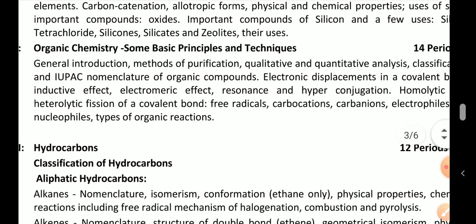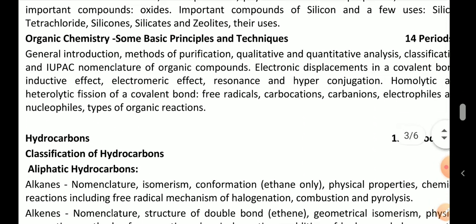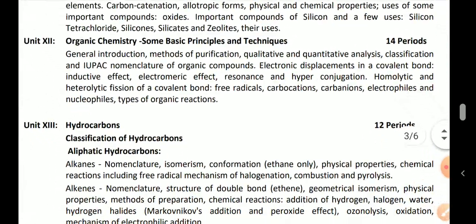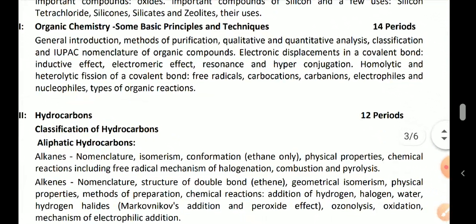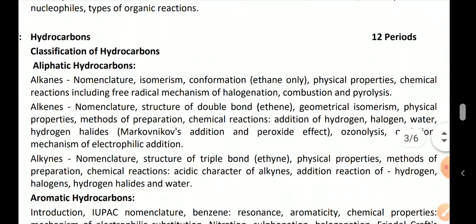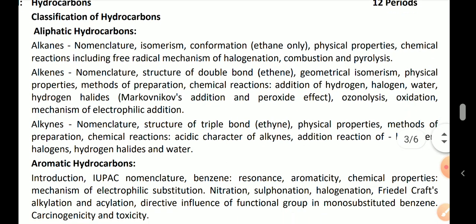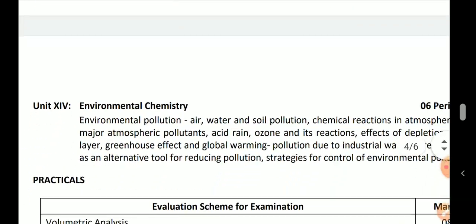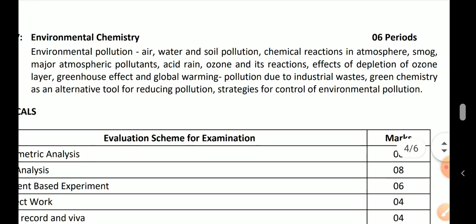Then we come to organic chemistry. This is your organic chemistry, some basic principles and techniques. Then hydrocarbons, you know that hydrocarbons are classified in two forms, aliphatic hydrocarbons and aromatic hydrocarbons. And the last chapter is your environmental chemistry.